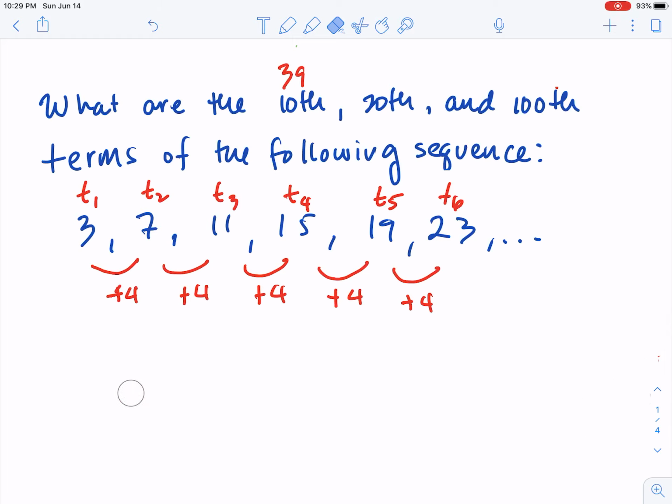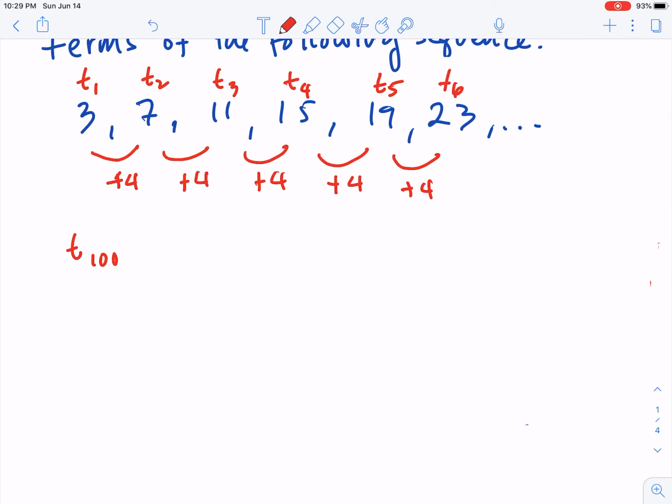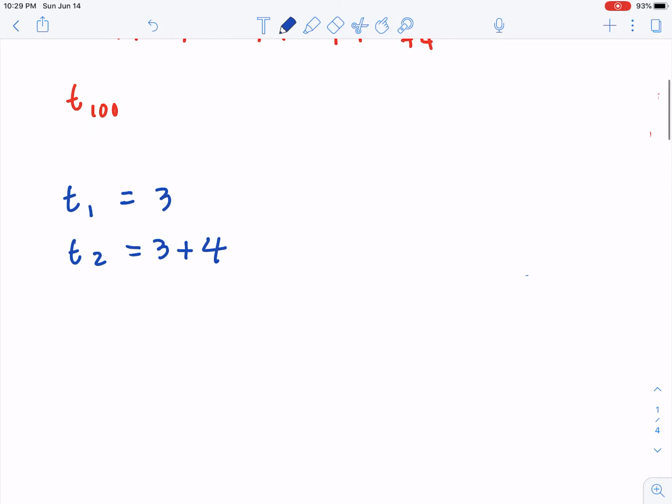Now, ang gusto kong hanapin ay yung t sub 100. Anong napapansin nyo dun sa sequence natin? Nag-a-add lang tayo ng 4 each time, no? So, t sub 1, alam natin na yan ay equal to 3. And then t sub 2, that's 3 plus 4, no? Tapos, t sub 3, that's equal to 3 plus 4. Tapos, mag-add ka ulit ng 4, no? Kasi nag-add tayo ng 4 each time, eh.